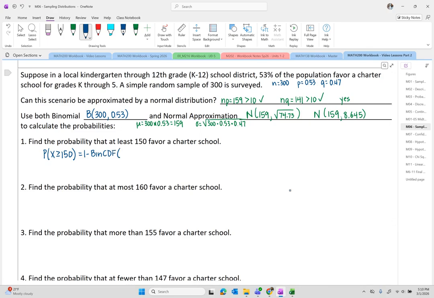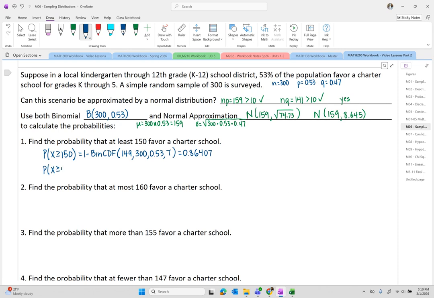So in Excel, 1 minus binomial CDF, and I had the number of successes to be 149. I had 300 repetitions, 0.53 and true, for indeed calculating a CDF and adding all the probabilities from 0 to 149, and that came out to be 0.8641. But if you round it, it is 0.8641. And then I'm going to use the normal distribution.